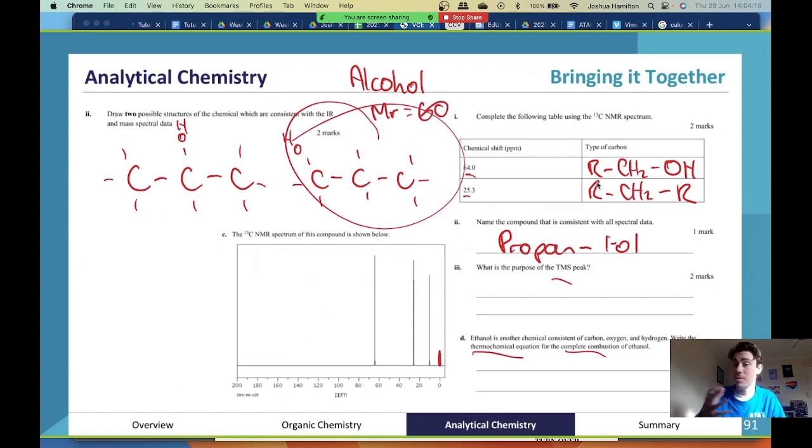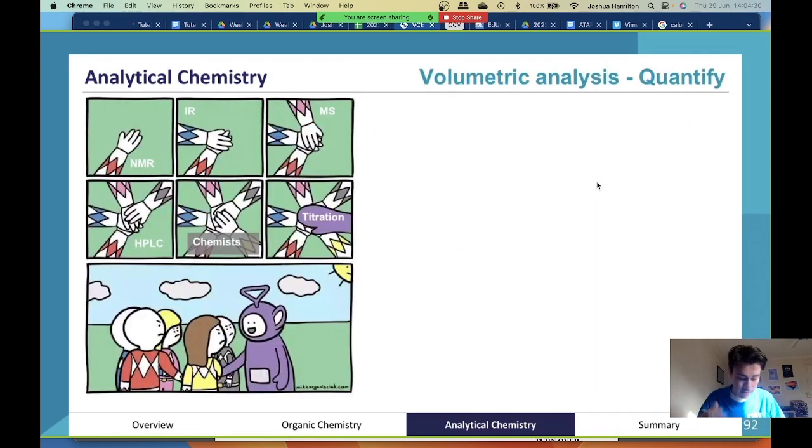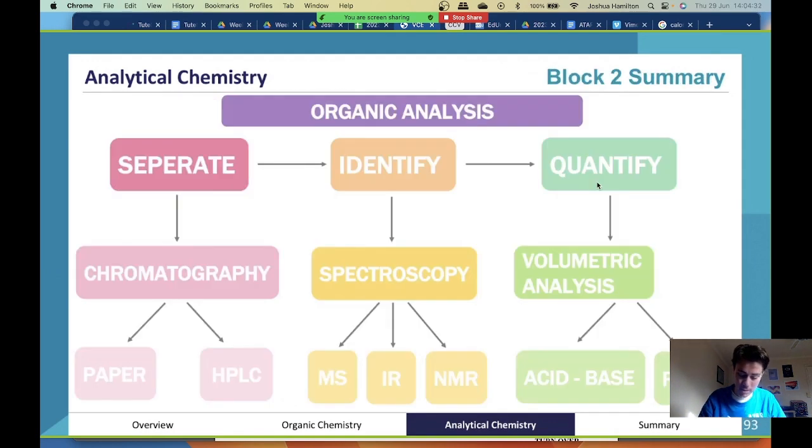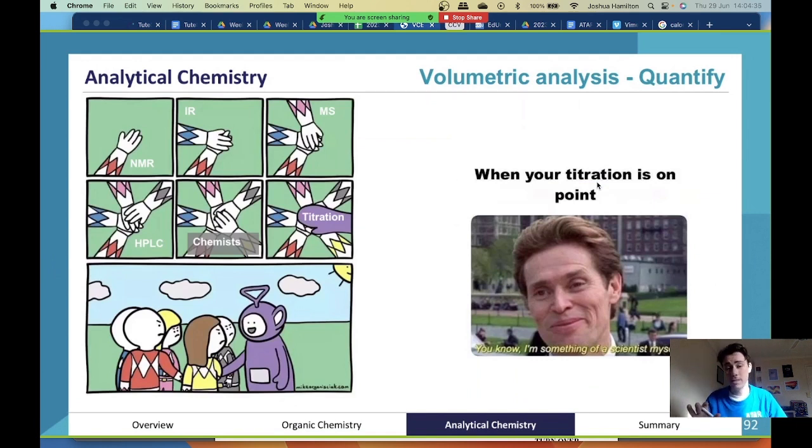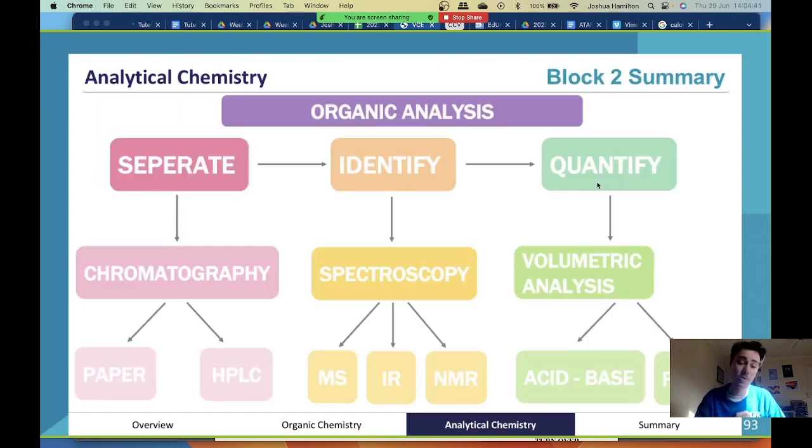But that is an example of how you use all your information in an analytical question. This is a pretty straightforward one, but it's a good one to start off on. Nonetheless, that is analytical chem. There's also volumetric analysis. You're welcome to have a look at it. That's titrations. You need to go through that yourselves. This is year 11 stuff, so you can go through year 11 notes and have a look at it. We are out of time for today, so I'm not going to bother going over it.